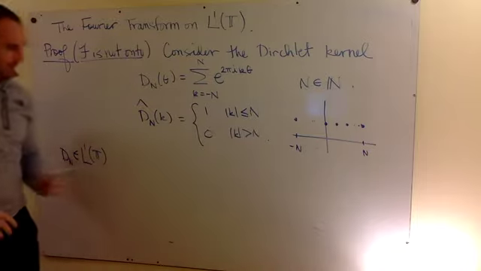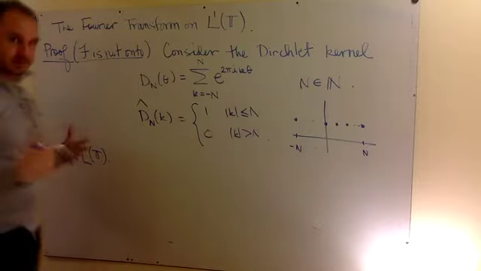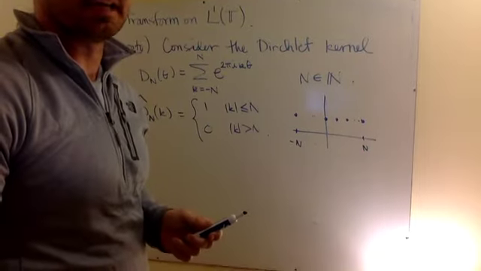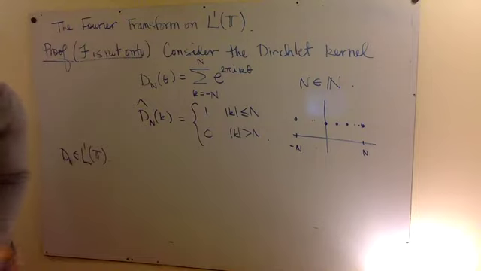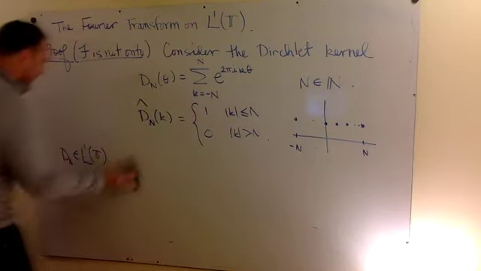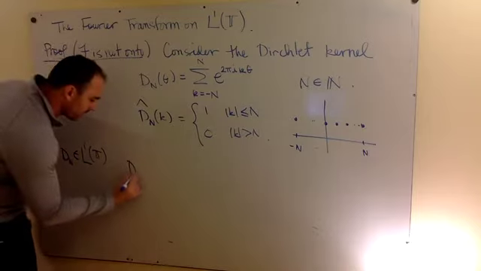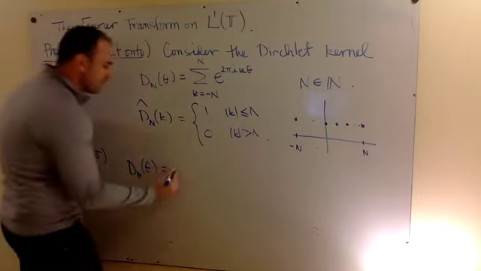However, it's got an interesting form in that for each fixed n, it's in L1 of T. But what happens when n goes to infinity is bad. And so what we need to do is get a little bit better idea of what's going on. Well, let's take a look here. Let me write this out like so.